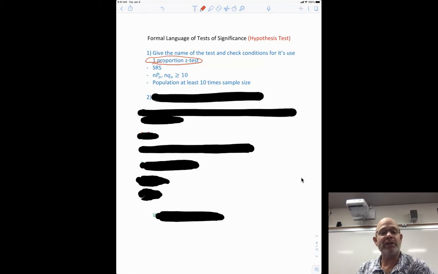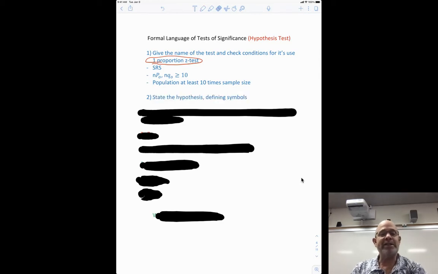So the first thing you do is you name it, and then you check the conditions. The conditions are the exact same conditions as they were for the confidence interval, except we use P naught and Q naught instead of P hat and Q hat, because we're starting before we do that, basically. So the conditions are simple random sample, P naught and Q naught greater than or equal to 10, and the population at least 10 times the sample size. You would list those and verify them before we start, because we're using a normal curve, remember, to do this. So we have to make sure everything's normal.